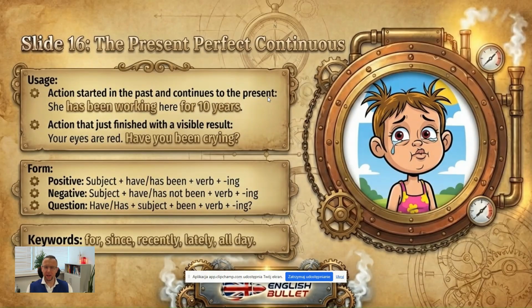Your eyes are red. Have you been crying? There is this question. Have you been crying? I can see that your eyes are wet and red. Have you been crying? Have you just stopped crying? And then we have the keywords for, since, recently, lately, all day. For present perfect continuous and present perfect, the keywords are very similar.